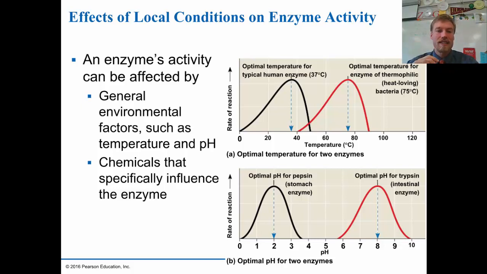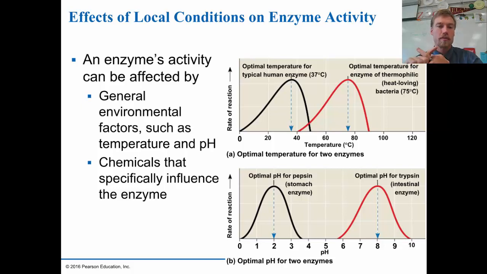Now, lots of things can affect enzyme activity. Those include temperature and pH. The reason why temperature and pH are going to affect that is that enzymes are made of proteins. And as we've learned, proteins are made up of amino acids, and amino acids have side chains, and how the side chains interact is going to determine how the protein is going to fold.